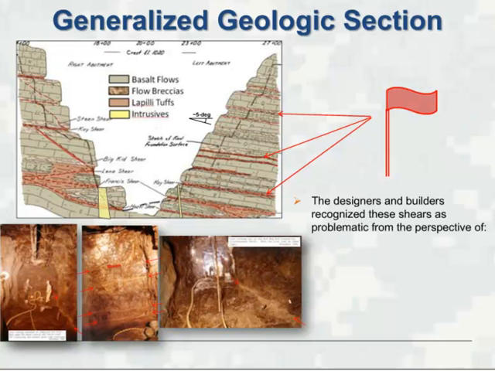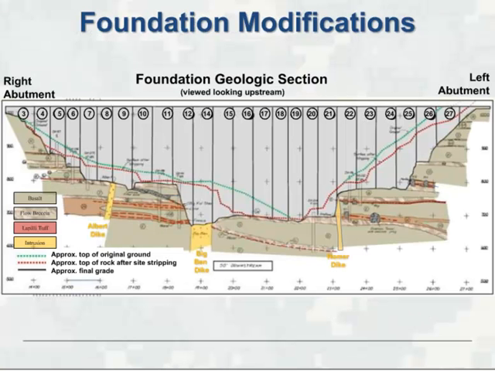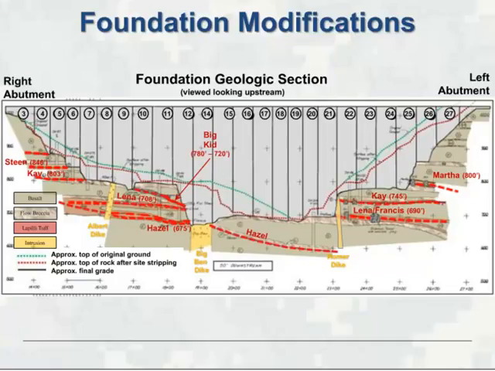But the designers recognized that they had other issues as well. They had erosion, they had foundation instability, potentially increased uplift, differential settlement. So they took extreme precautions to try to address and treat these features. So we're looking now again at a geologic section looking upstream, and these gray areas right here are where the designers over-excavated the foundation. Where those shears were defined to be within 20 feet of the final grade of foundation, they over-excavated and removed a portion of those shears. So they left bits of those shears in place where it was deeper than 20 feet.